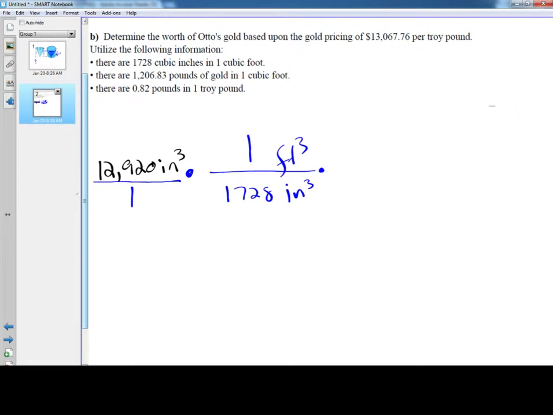Okay? So if that's my first conversion, then what's my next conversion? I still don't want feet, do I? Where do I want to be? Do I want to put feet on the bottom or feet on the top?